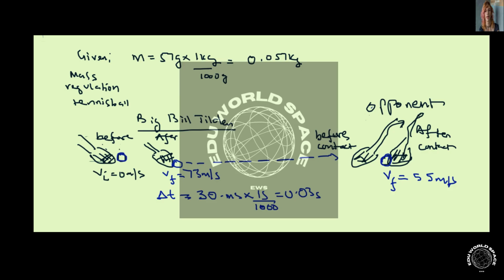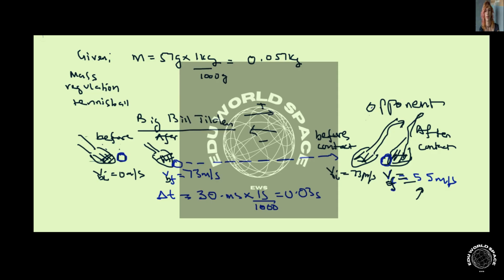For Big Bill Tilden, the initial velocity, I'd call it BI, just for Big Bill, and then B final, and then this is the opponent, opponent final, and then opponent initial. So opponent initial velocity happens to be 73 meters per second. And then the final velocity is going in the opposite direction. Remember, this way is positive, this way is negative, so this would be negative 55 meters per second. So this is the information that we're given.